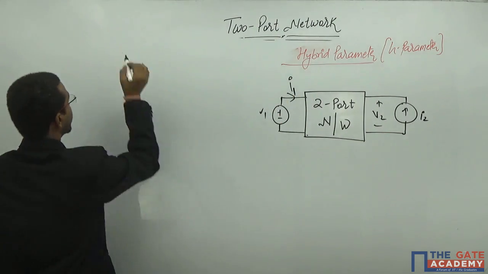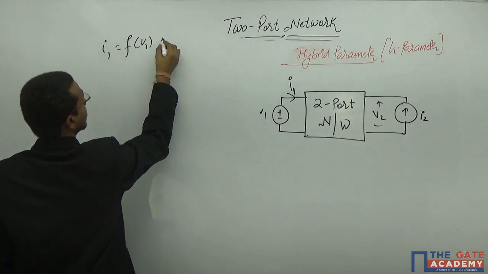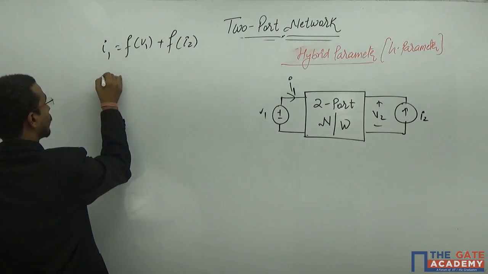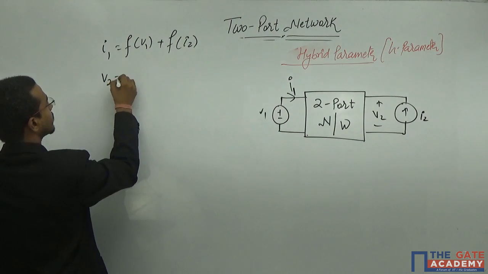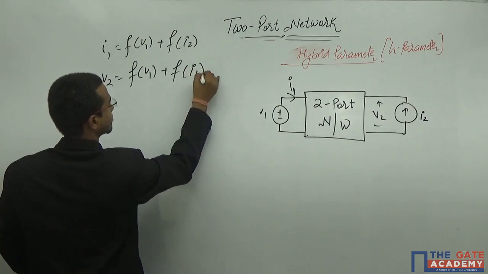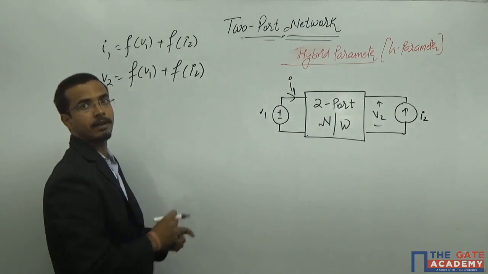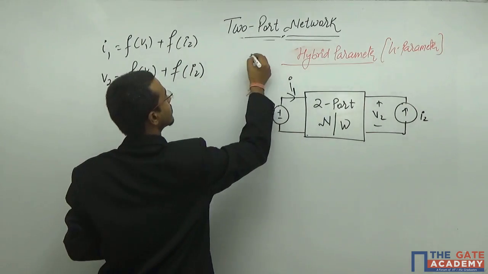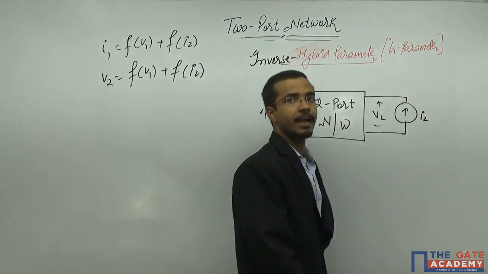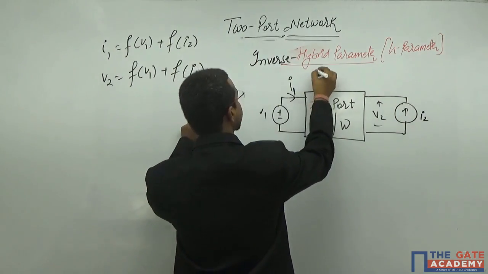That means what will I do? Firstly I will write down I1 as a function of V1 plus a function of I2. Then I will write down the value of V2, which is a function of V1 plus a function of I2. Now I am just inverting this, that is why it is also known as the inverse H parameter. Inverse H parameter, and the most general representation of this is the G parameter.